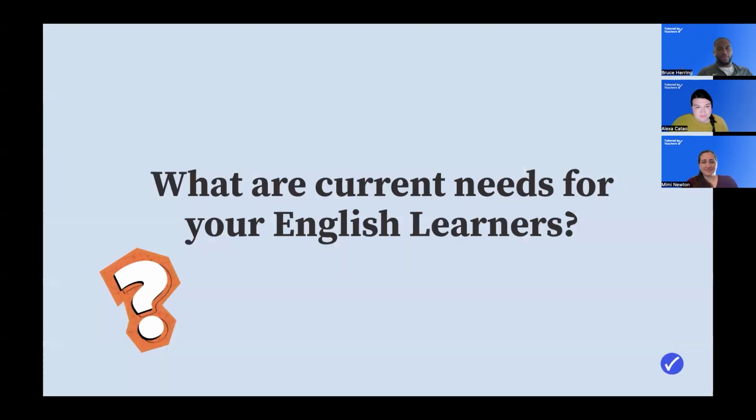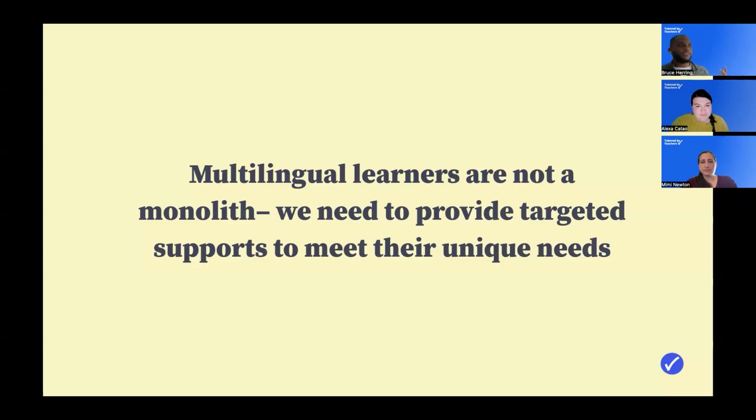Today, just to ask a question that kind of grounds us all in the same work: what are your current needs for your English learners? We asked that question because we realized that our multilingual learners are not a monolith. Students have different proficiency levels. They have different backgrounds. They come from different countries, and learn different languages and different dialects. And for us, we just want to make sure that we take their backgrounds and their data and are able to provide the very specific supports that they need in order to be successful.